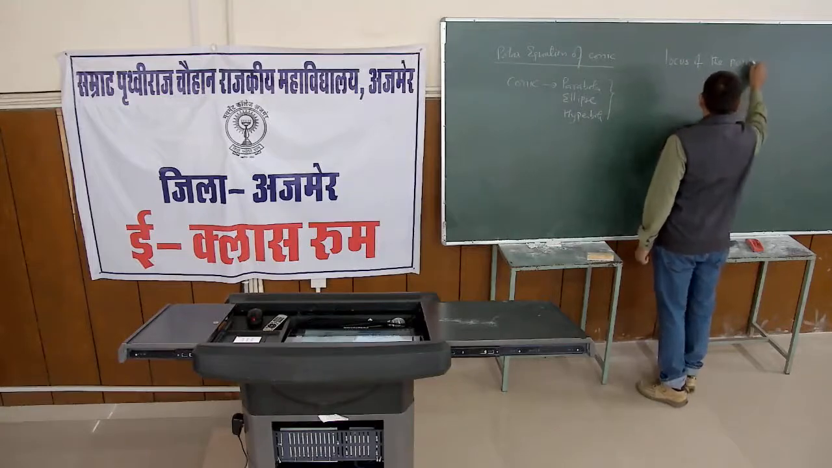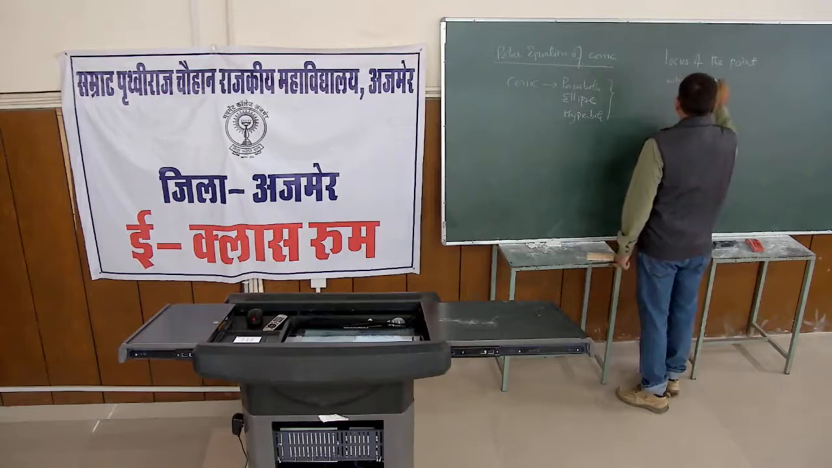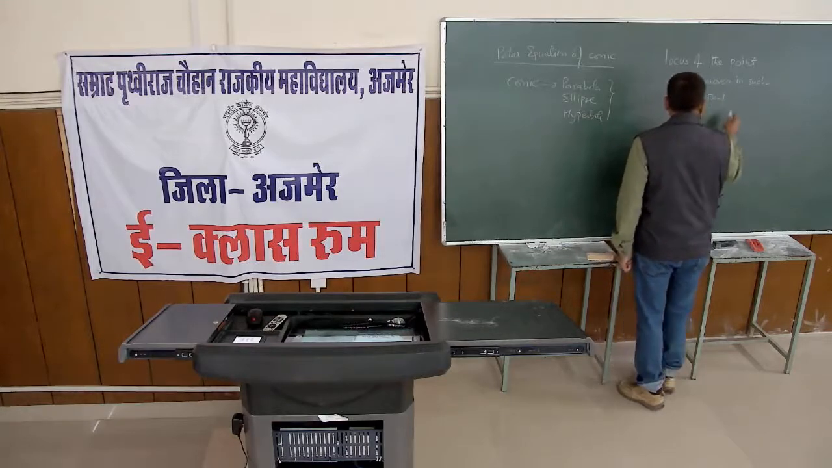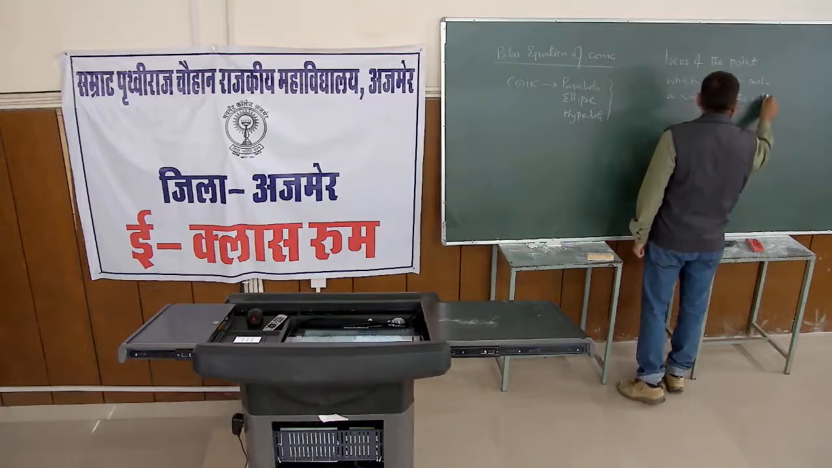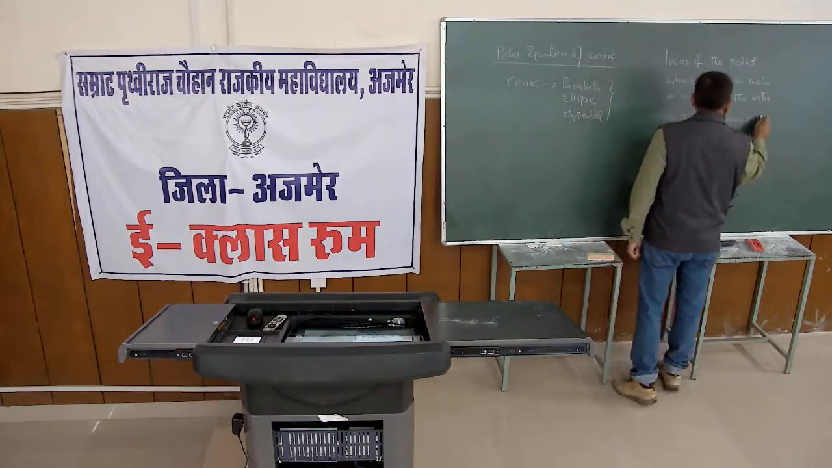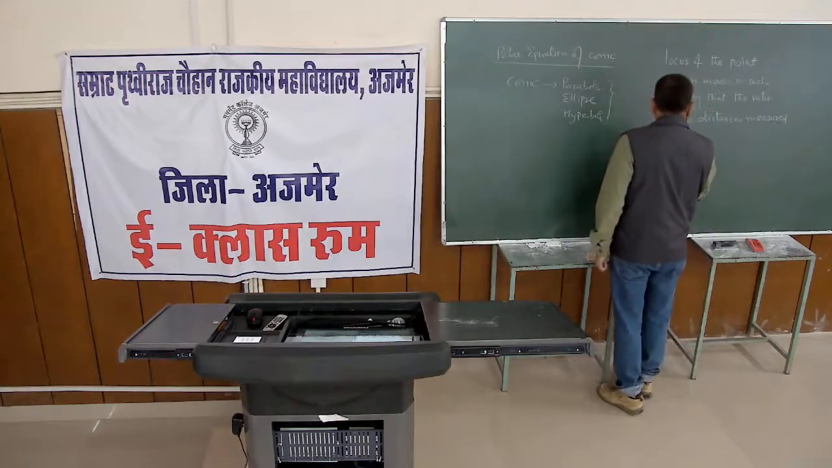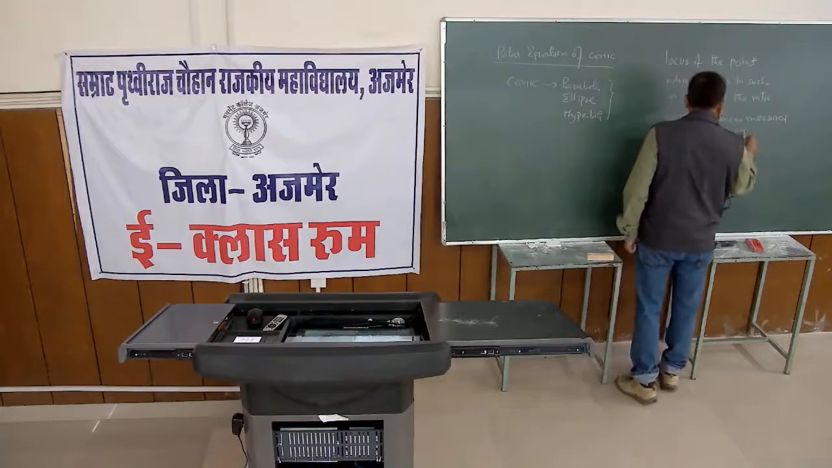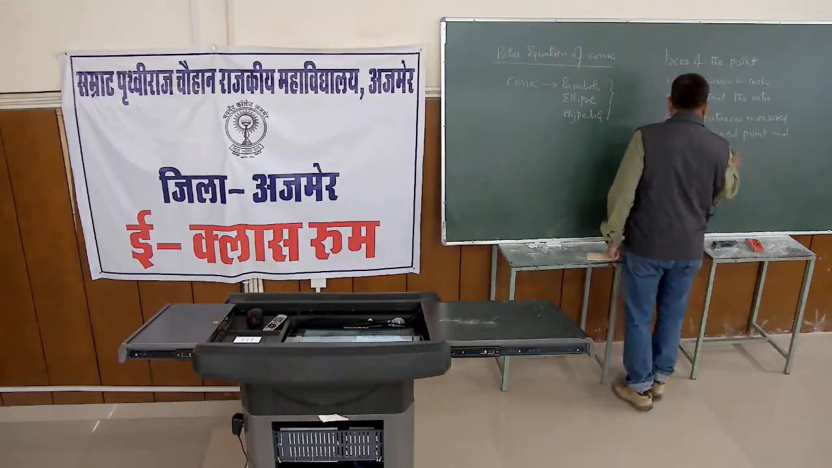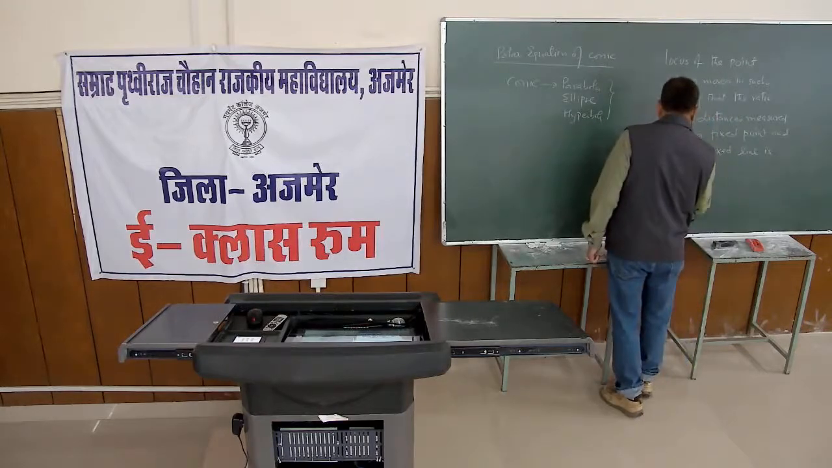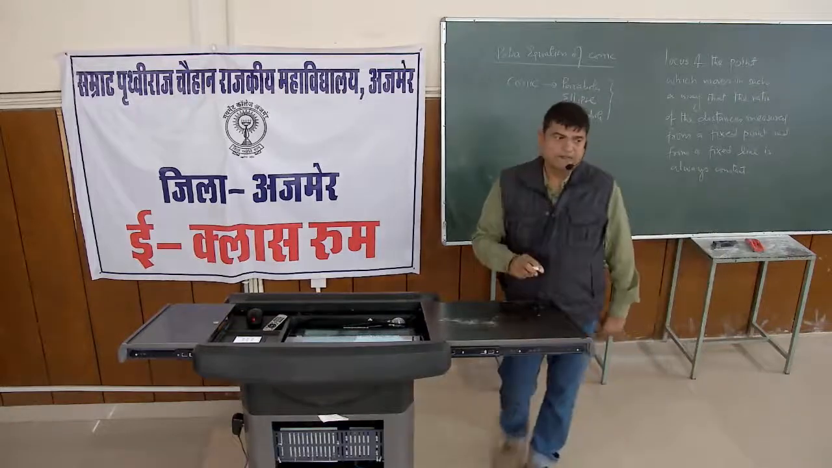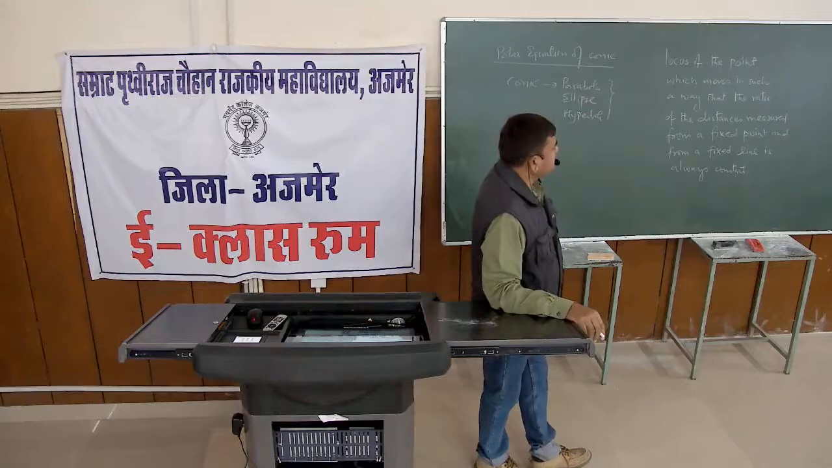Locus of the point which moves in such a way that the ratio of the distances measured from a fixed point and from a fixed line is always constant. This we have done in Cartesian system.